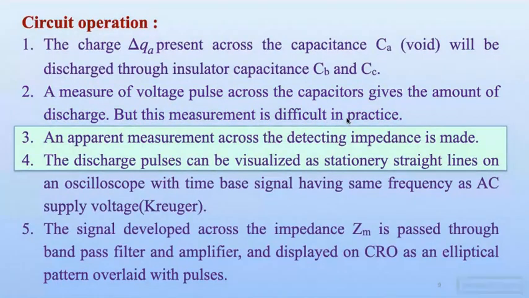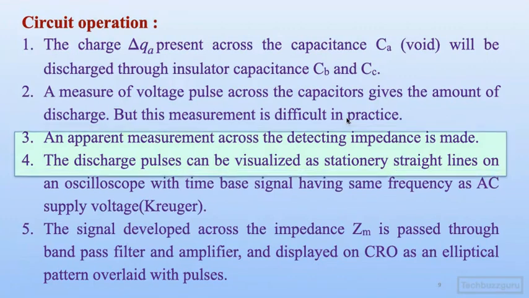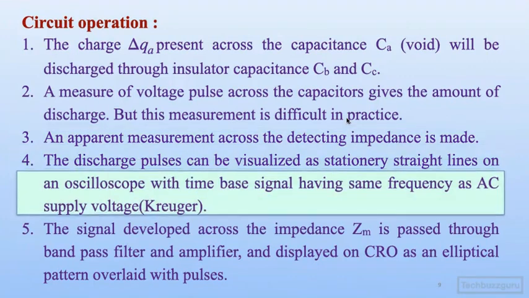An apparent measurement across the detecting impedance is made, right? Apparent. So the discharge voltage can be measured by connecting a detecting impedance across the overall sample rather than across a part of the sample, which is hard to determine. Discharge pulses can be visualized as stationary straight lines on an oscilloscope with a time-base signal having the same frequency as the AC supply voltage. So this is suggested by scientist Kruger.